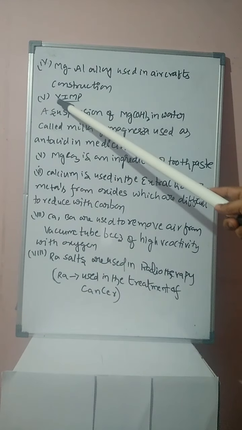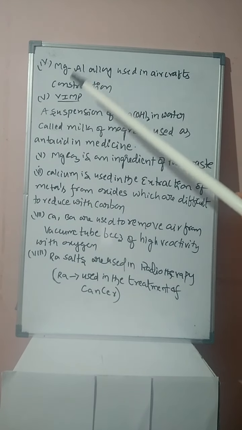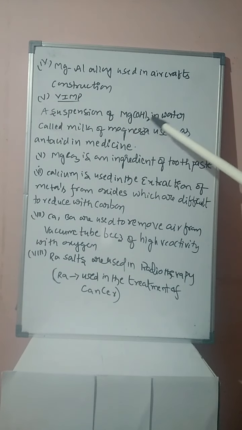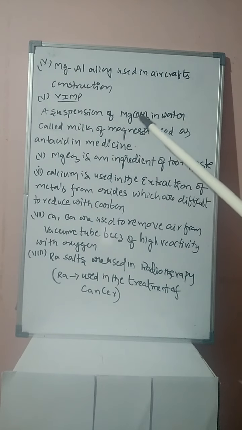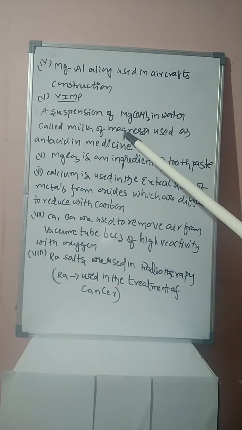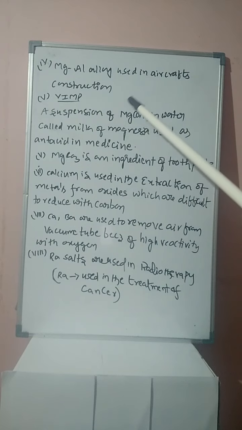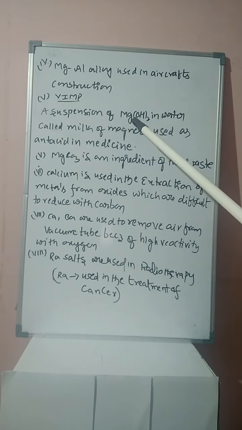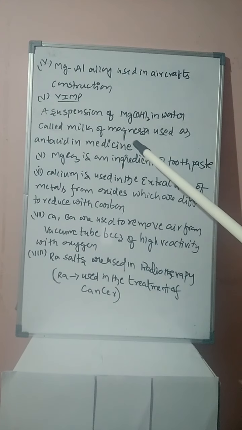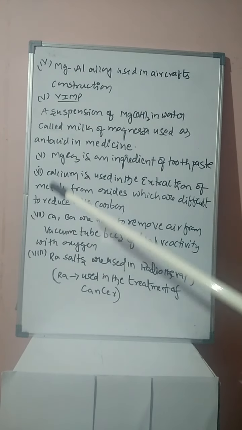Next, the fifth use, very important from an examination point of view: a suspension of magnesium hydroxide in water, called milk of magnesia, is used as an antacid in medicine. We know that a suspension of calcium hydroxide in water is known as milk of lime, but a suspension of magnesium hydroxide in water is called milk of magnesia. This magnesium hydroxide has a basic nature. Due to its basic nature, it can be used as an antacid in medicine.